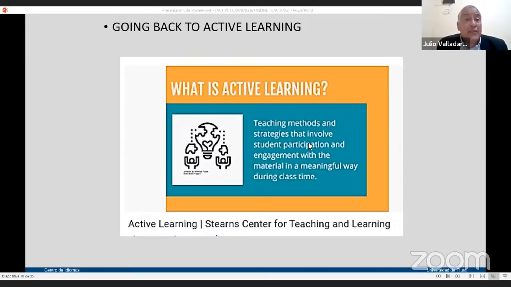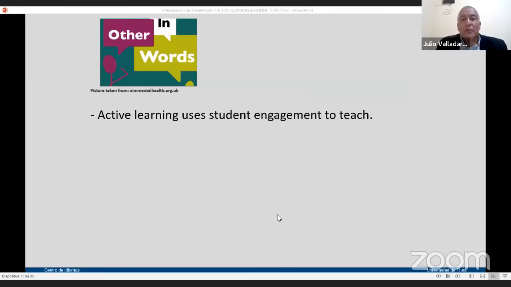Obviously, the teacher facilitates the information. Obviously, the teacher has to be very, very thorough with the instructions he or she is going to give their students. But let them free in that sense. Yes. So that's the idea of active learning. So in other words, active learning uses student engagement to teach.